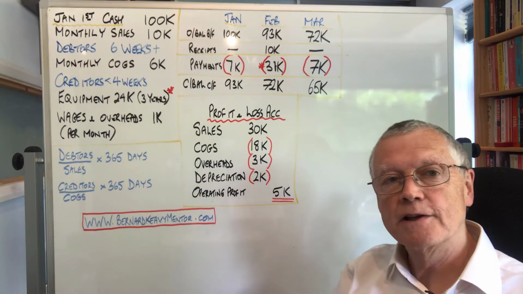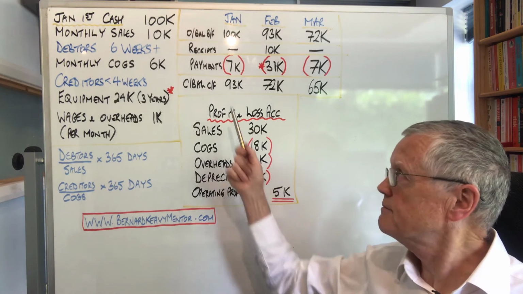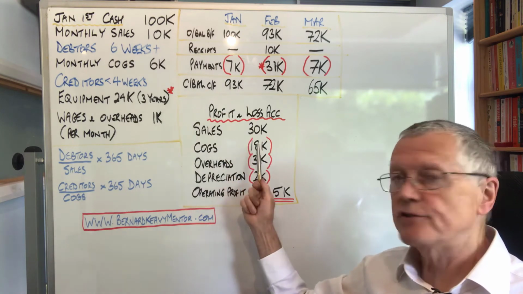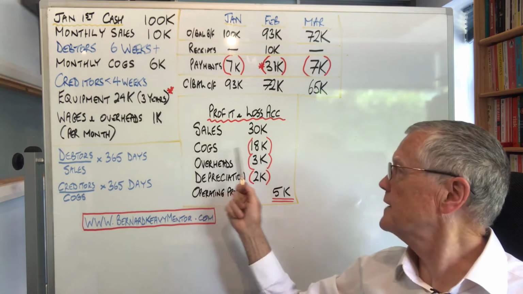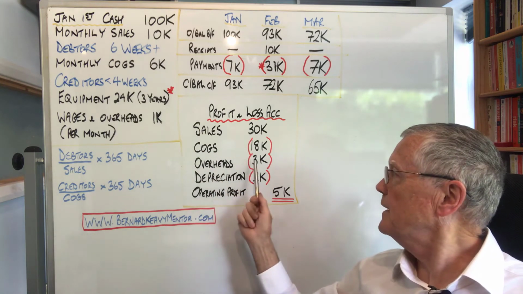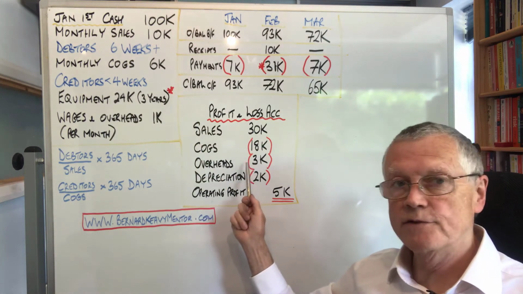However, if we look at our profit and loss account, it looks really healthy because we've made £30,000 worth of sales, 3 lots of 10. It's cost us 3 lots of 6 as cost of goods sold. COG stands for cost of goods sold, that's 18. We've had to pay 3 lots of overheads of 1,000, so that's coming off as well.